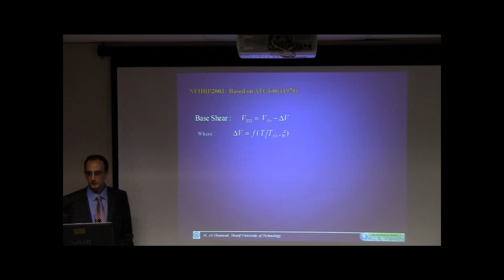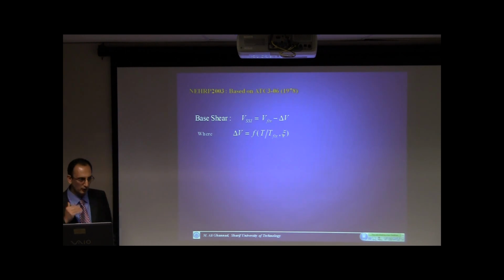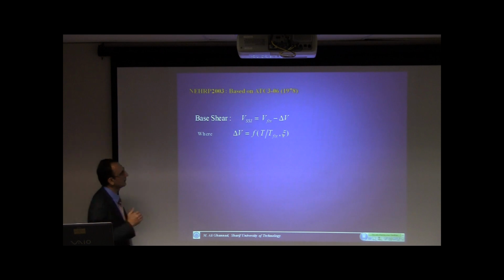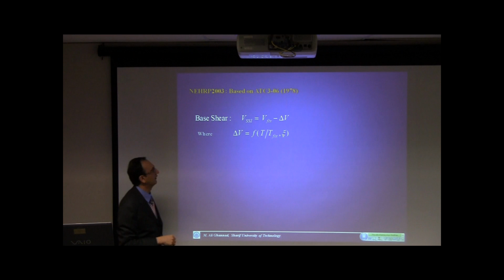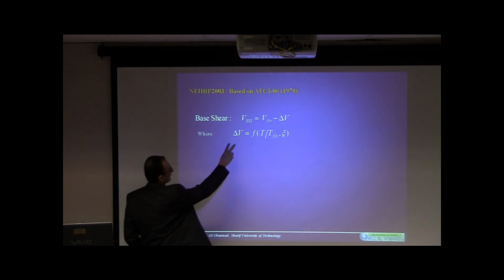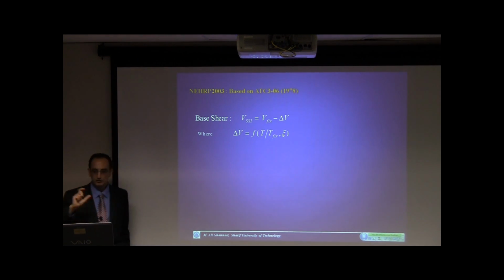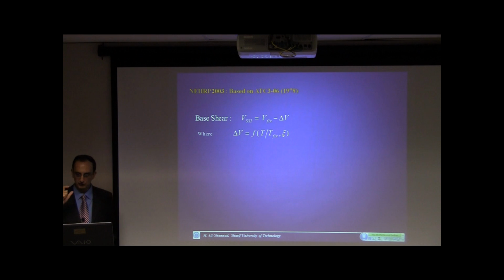soil structure interaction is a beneficial effect, and because of that, it's optional. You can use that to reduce the base shear and design for a lower base shear. So the base shear for the soil structure system would be a bit less, and this difference is a function of the change in the period and the change in the damping of the system that I talked about.